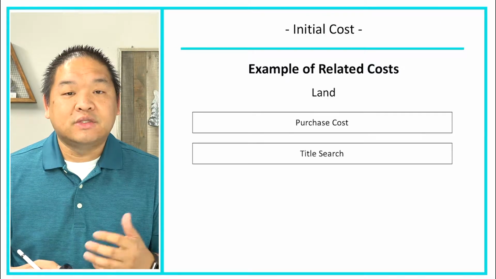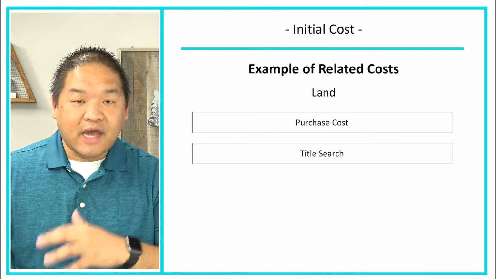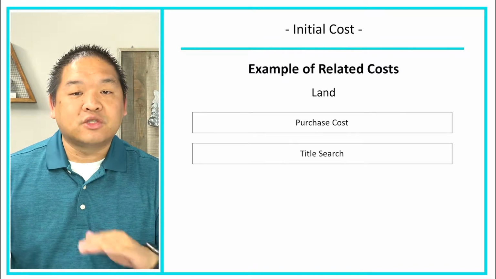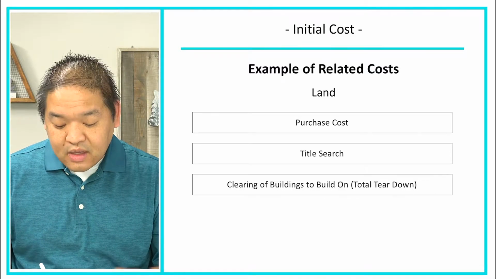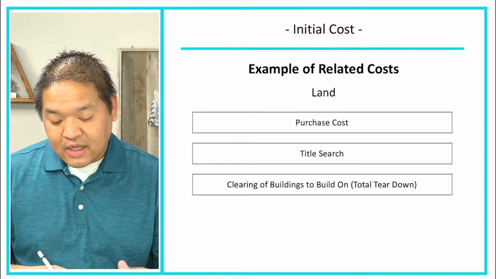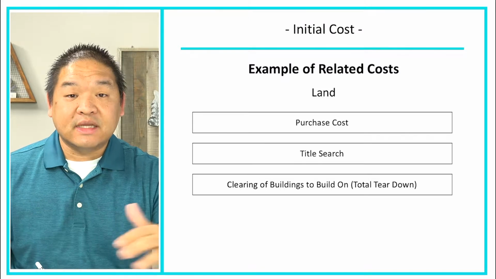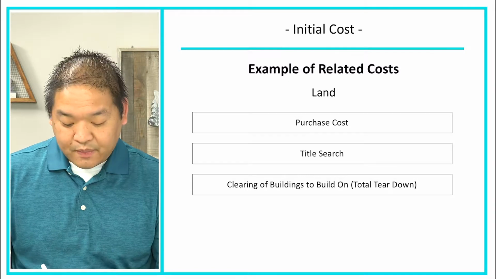We would also maybe include title search. So obviously we're going to need to pay for title insurance and title searches. And so that cost, which is not part of the purchase price, would be added to the land's value or cost. Clearing of any buildings to build on it. So if we were going to tear down all of the buildings on this land, whatever it costs to clear the land, we would include that into the cost of the land as well.